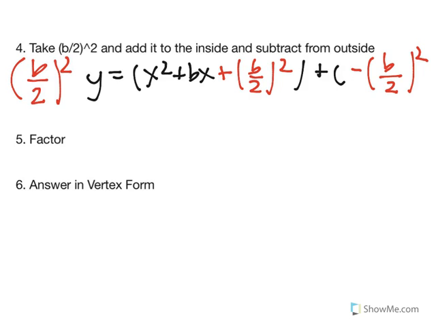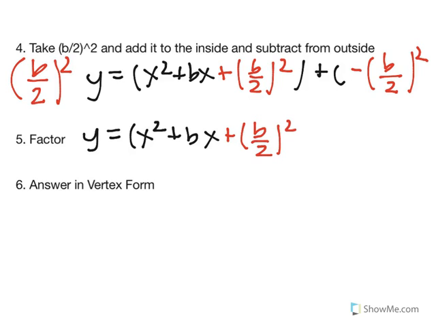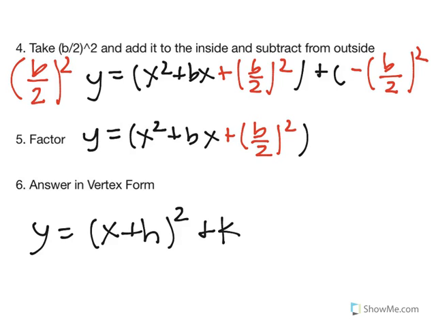And then you're going to factor what is in the parentheses. So you're going to factor out y equals x squared plus bx plus b over 2 squared. Then finally, you're going to get your answer in vertex form, which looks like y equals (x plus h) squared plus k. Alright, so now we're going to do some examples.